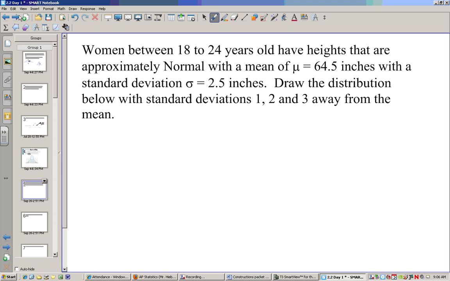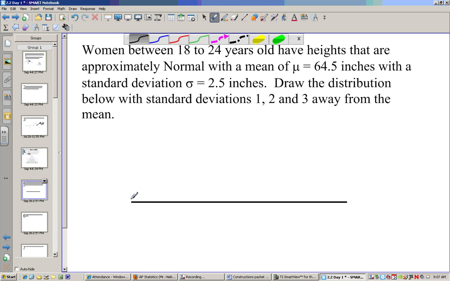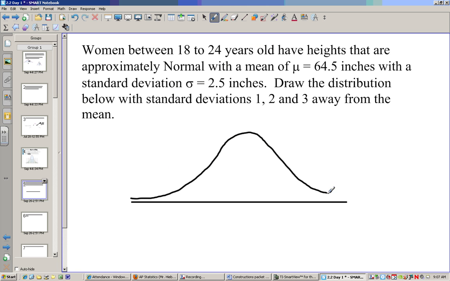Women between the ages of 18 and 24 years old have heights that are approximately normal with a mean of 64.5 inches and a standard deviation of 2.5 inches. Draw the distribution below with 1, 2, and 3 standard deviations from the mean. So first we need to draw a nice normal curve. Hopefully you can draw it a little bit more symmetric than mine, but it's good for now.